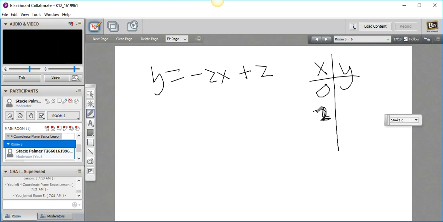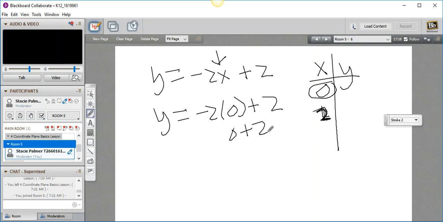Okay, 0 and 2. And then we're going to plug this 0 in for the x and solve for the y. So now we set up our equation just like it is, but instead of the x, we plug in 0. -2 times 0 is 0. 0 plus 2 is 2. So when we let the x be 0, the y is 2. That gives us an ordered pair of 0, 2.